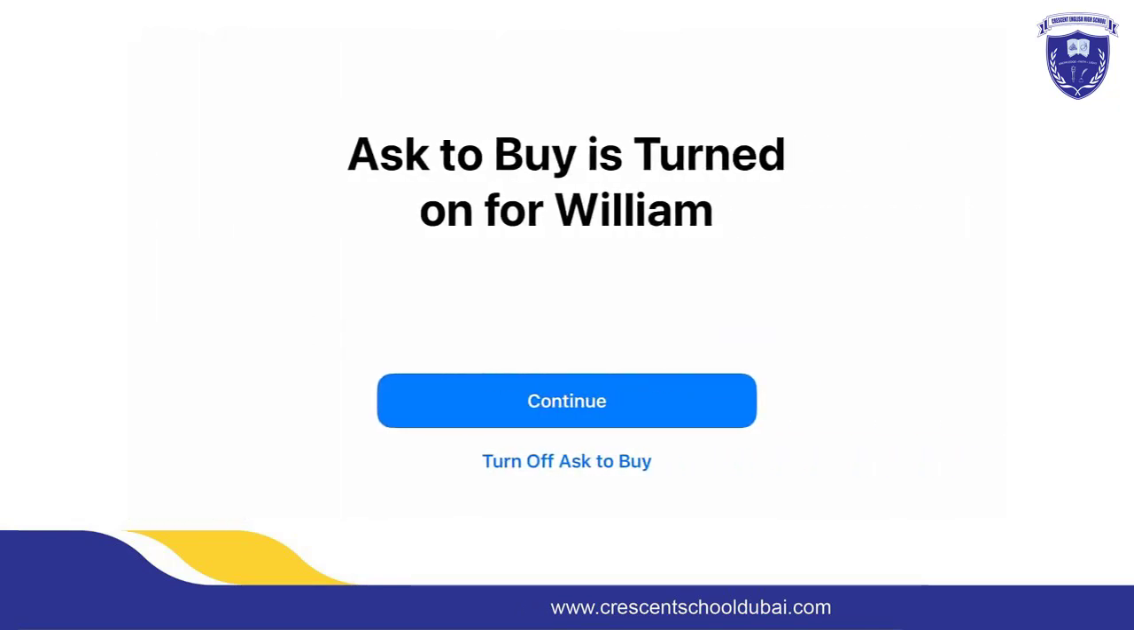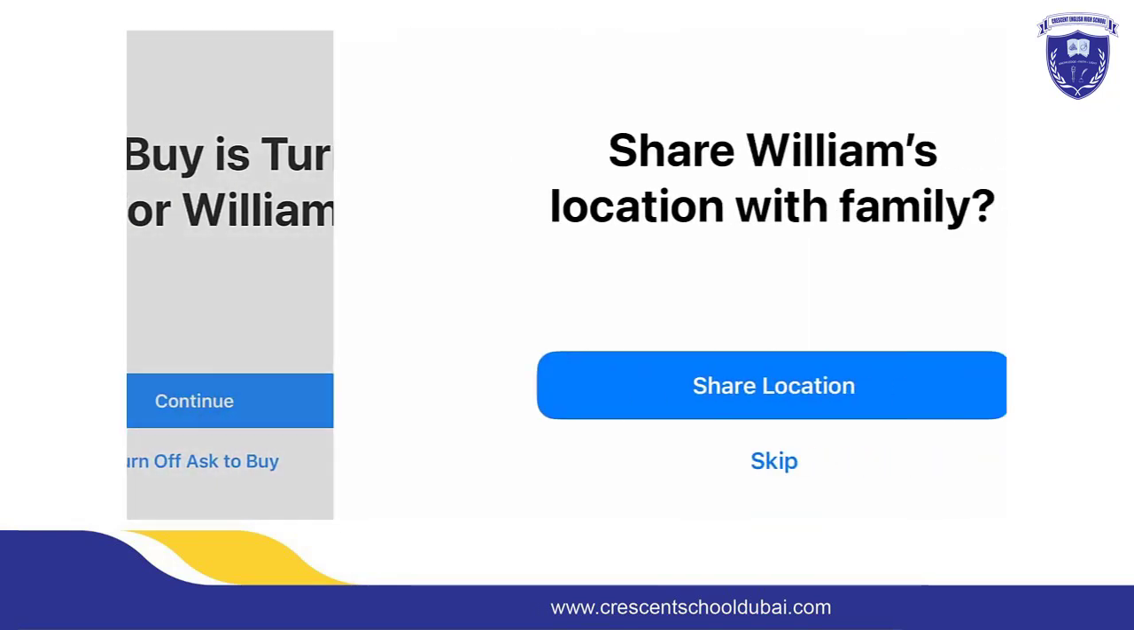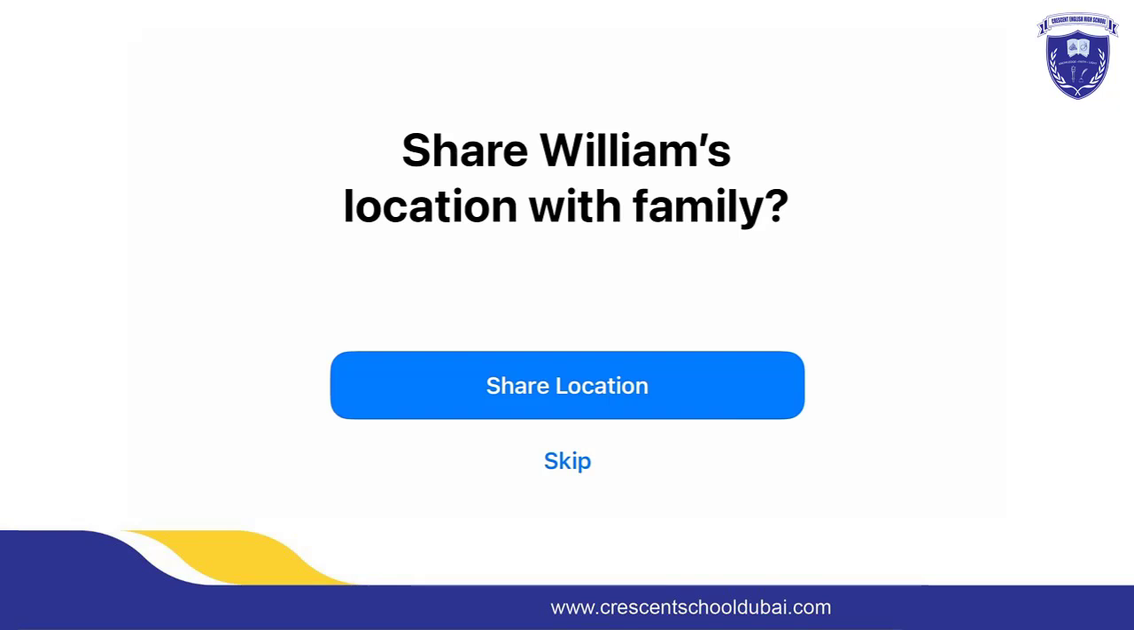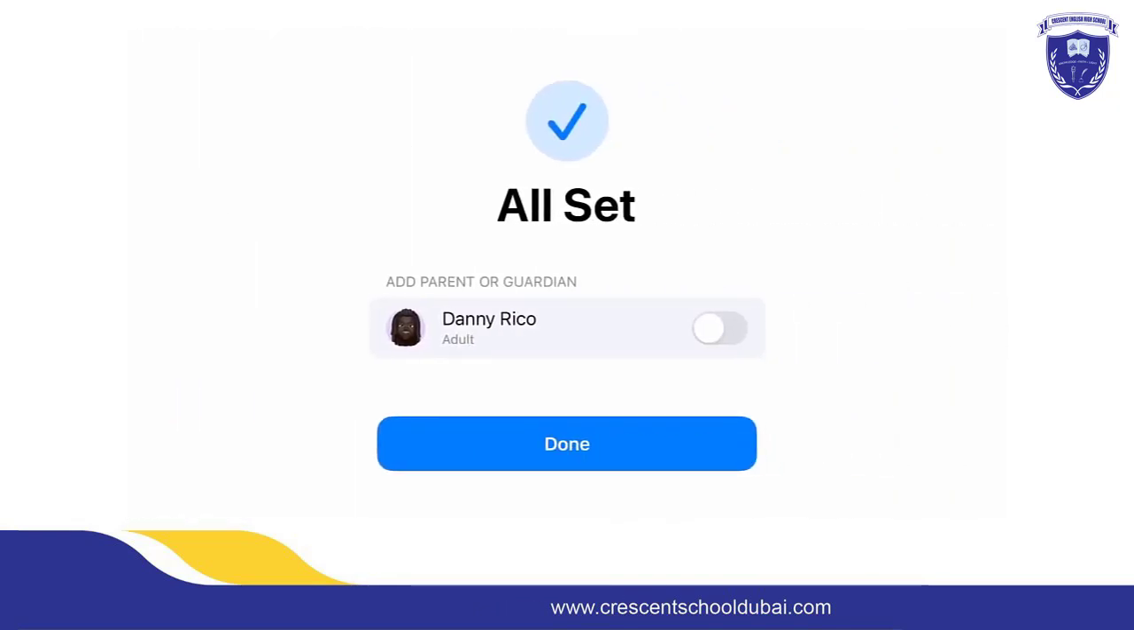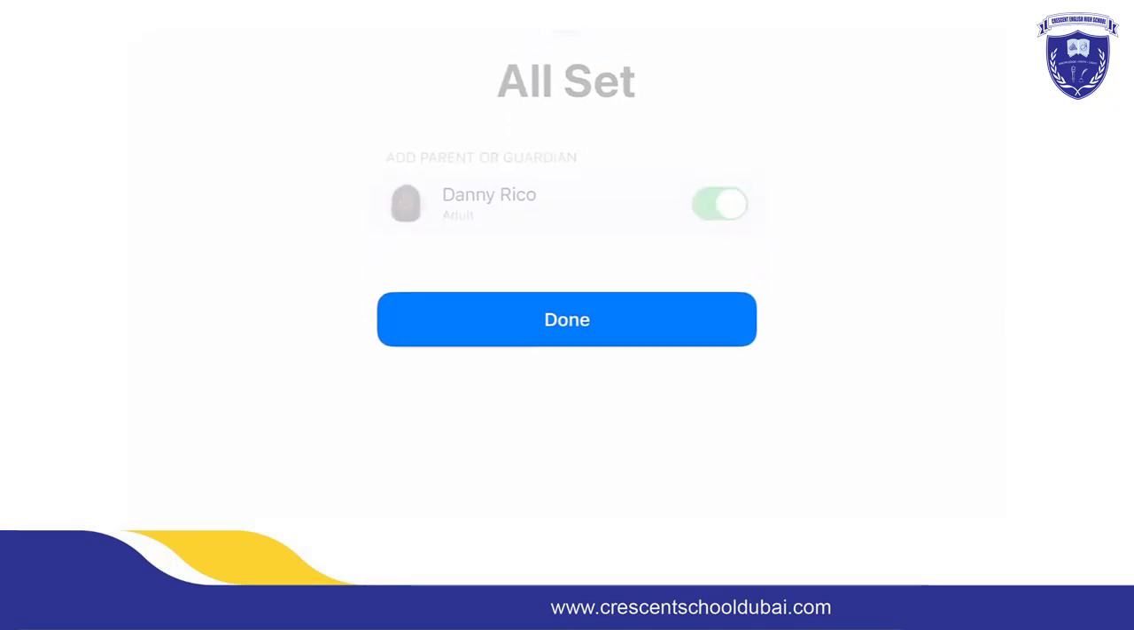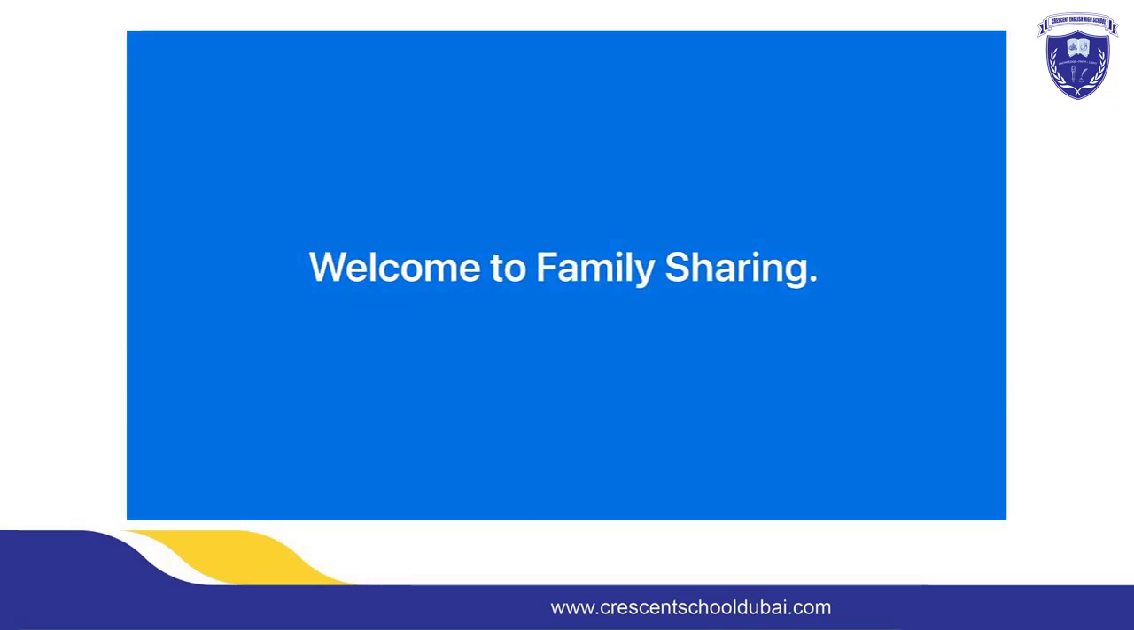By default, you will be able to approve your child's purchases from the App Store, iTunes Store, and Apple Books. And your child's location can be shared with family members in the Find My app. All set! Your child's Apple ID is ready to use with all the parental controls in place. You can add another adult in the family as a parent or guardian, too. Welcome to Family Sharing.